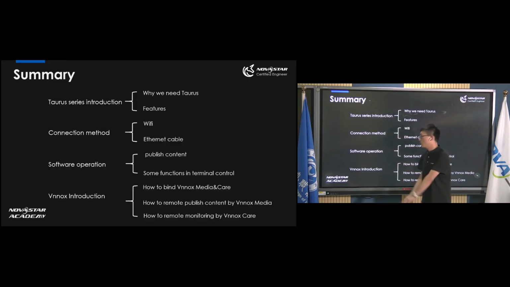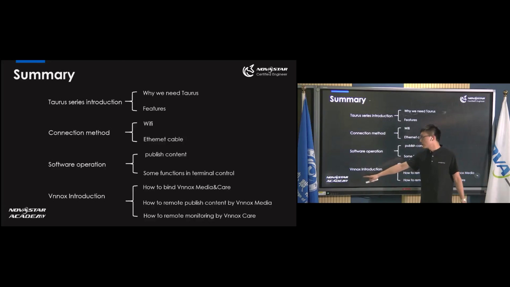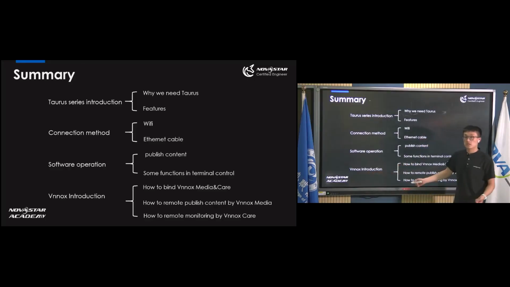And the third part, I introduced the software operation, the published content, and some features, the internal control, such as VPlex Pro, a brand new software for you to publish content, not the NovaLCT 8.4 config. And this one is a Vinox introduction. This is a remote method for you to do the project and how to burn the Vinox media. I think you remember that.